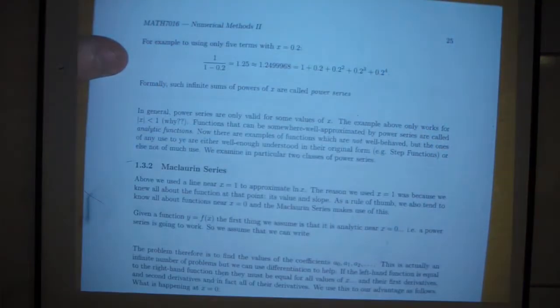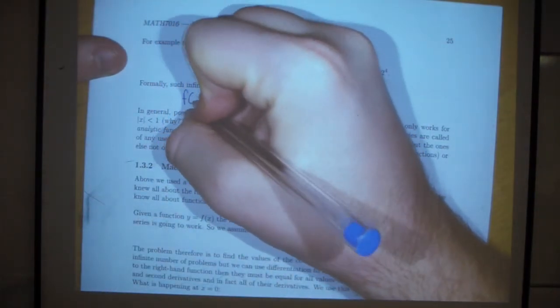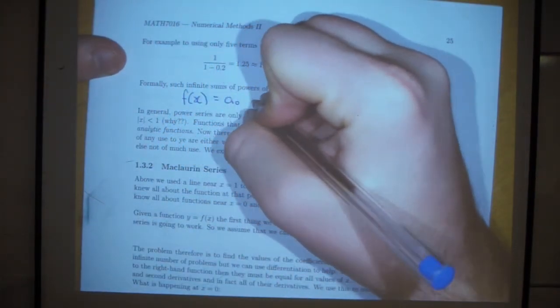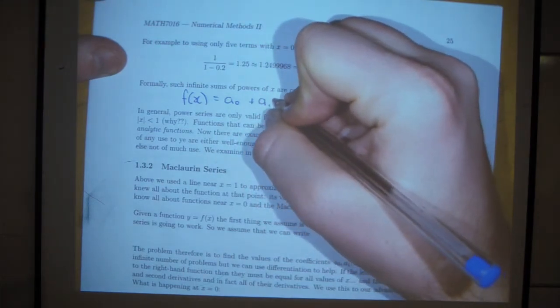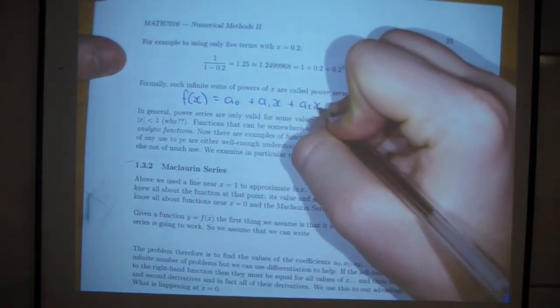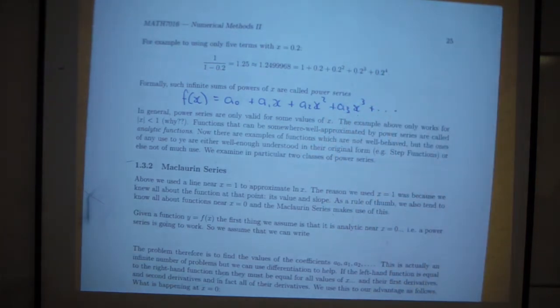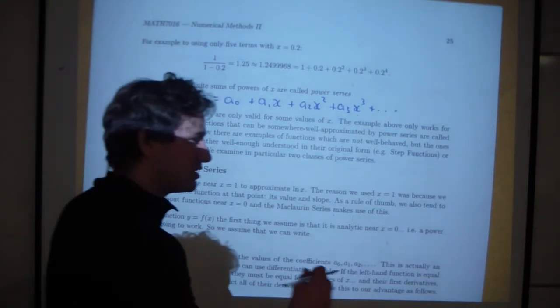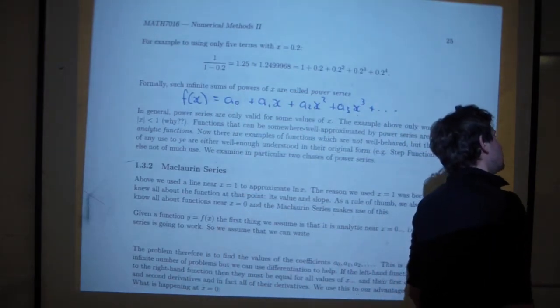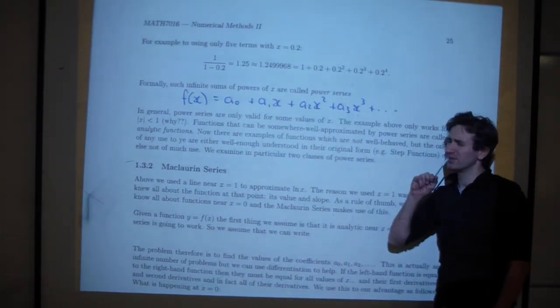So we can write down f of x equal to some constant plus some constant times x plus some constant times x squared plus some constant times x cubed, and then just keep on going. This is a power series. In general, these power series are only valid for certain values of x. This is nothing for us to worry about too much, but it's related to the fact that just like a function only looks like its tangent for a little while, some functions look like their power series just for a little while as well.